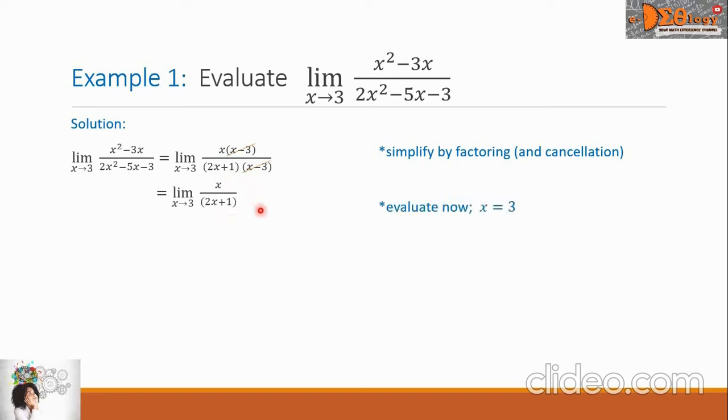At this point, we can now evaluate the limit by substituting the value 3 for x. So we have now 3 all over 2 times 3 plus 1. The 2 times 3, we know that this is 6. 6 plus 1 is 7. And we have our final answer as 3 over 7.